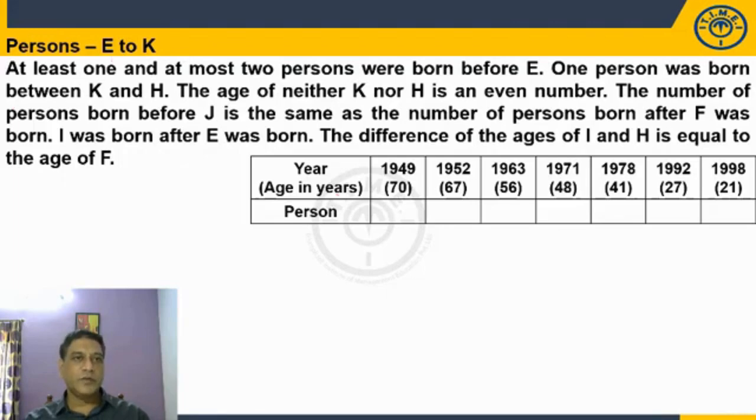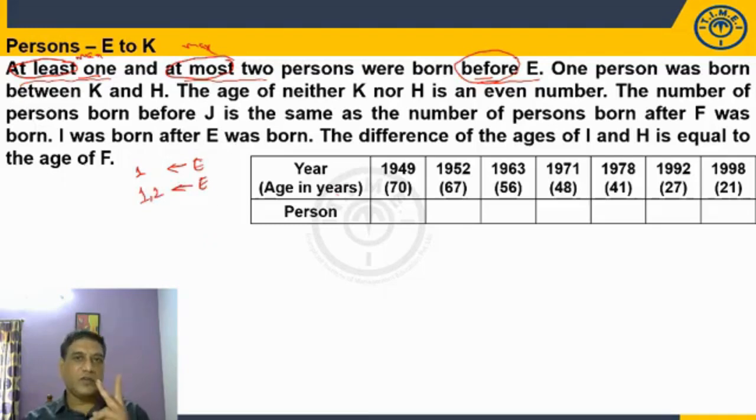What is the first information? At least one and at most 2 persons were born before E. See, look at this. This word before, we can use only if we go by these years. How many were born before E? At least one. At least means a minimum. Minimum 1 person. And at most 2 implies maximum 2 persons. So before E, maybe 1 person is born, or before E, maybe 2 persons are born.